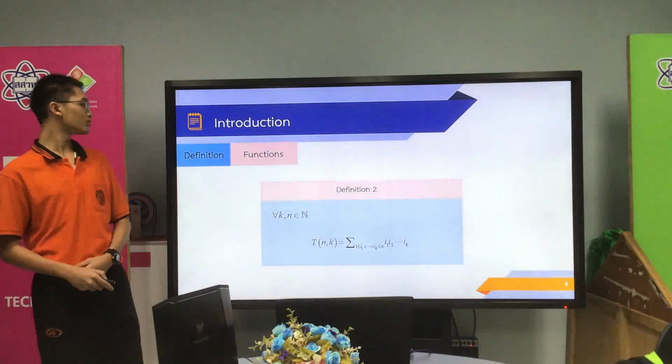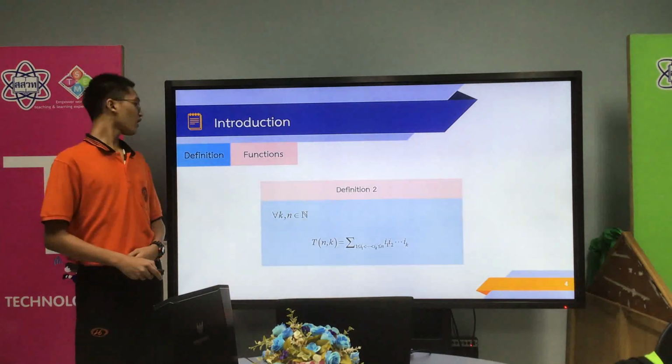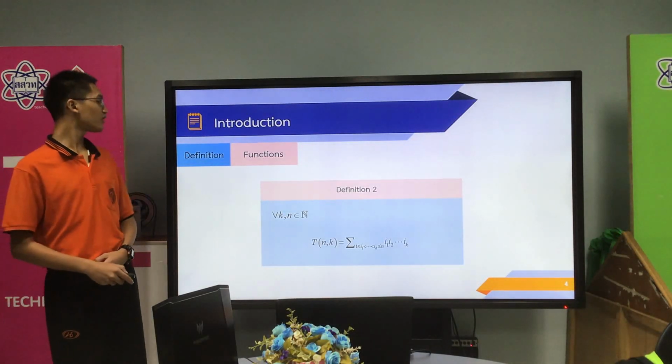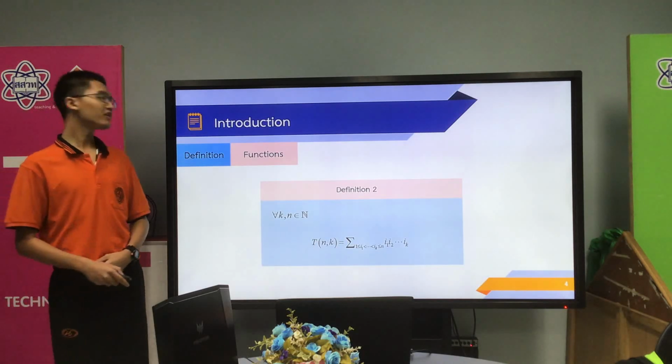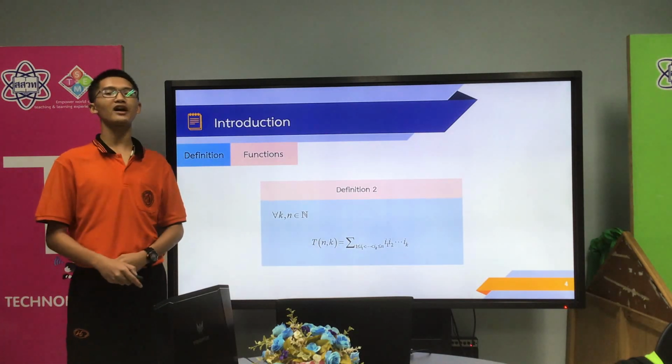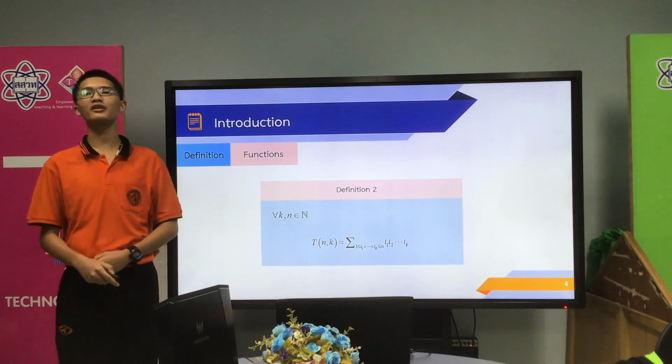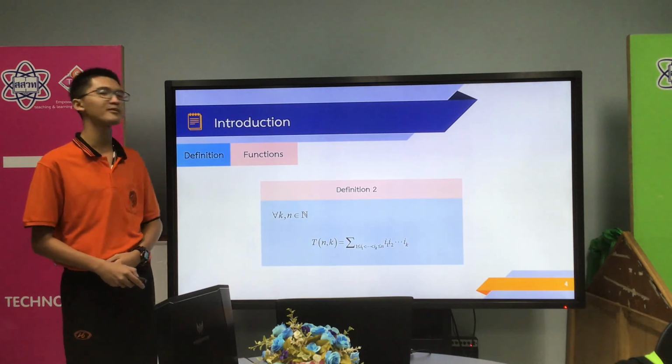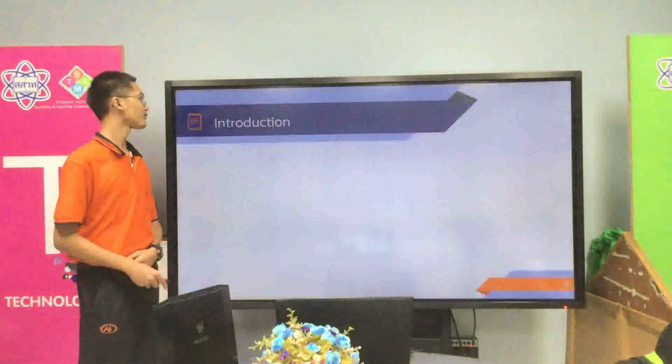For definition 2, I define the notation T(n,k) as equal to the summation over 1 ≤ i_1 < ... < i_k ≤ n of i_1 times i_2 times ... times i_k.